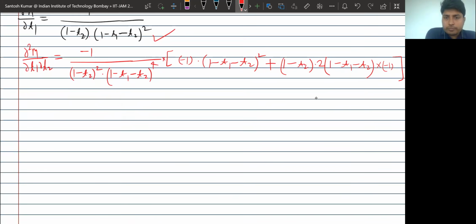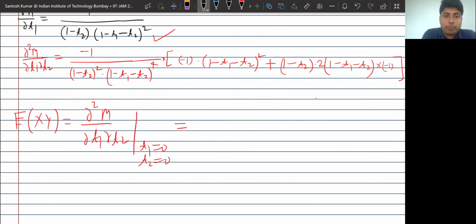Okay, so let us compile it. We know the formula, so directly E[XY] is nothing but del 2 M upon del T1 del T2, where you put T1 equal to 0 and T2 equal to 0, both 0. So here it will be minus 1 upon denominator 1 into 1. You put 0 in the brackets, so it is minus 1 times 1 minus 1 minus 2. So check carefully.